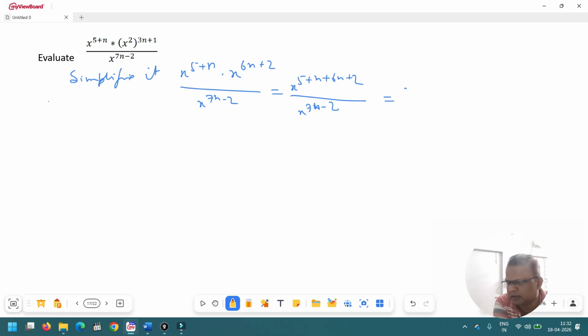That is equal to x to the power 7n plus 7, divided by x to the power 7n minus 2, which equals x to the power 7n plus 7 minus 7n plus 2. That is x to the power 9. That is the answer.